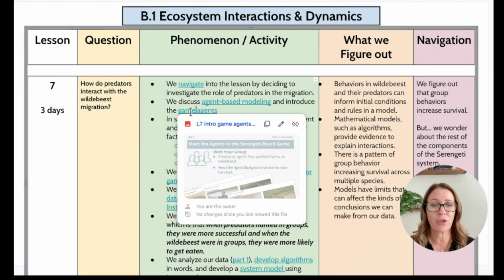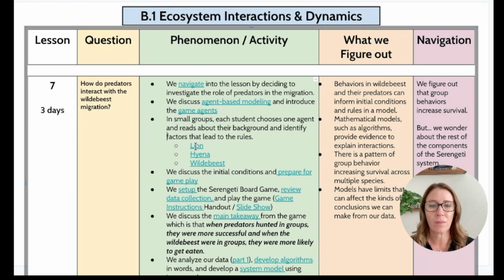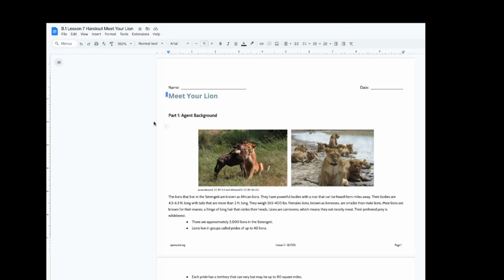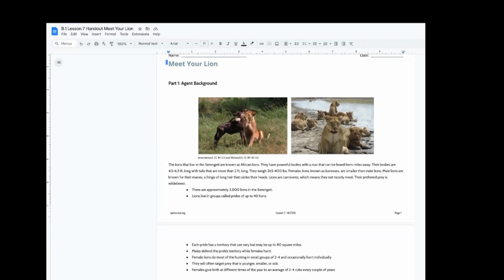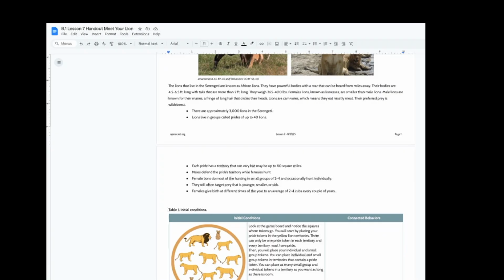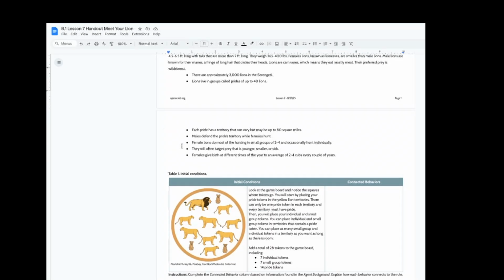We're also going to introduce the game agents, and we're going to use these different cards to help us understand a little bit more about not only that agent and their background, but also about how those agents are going to interact with the game. So here's the first one. This is the lion. Let me go ahead and open up this handout. So you can see that Meet Your Lion has some information about the lions and how they live in the Serengeti, and they're called African lions, and some facts about them.